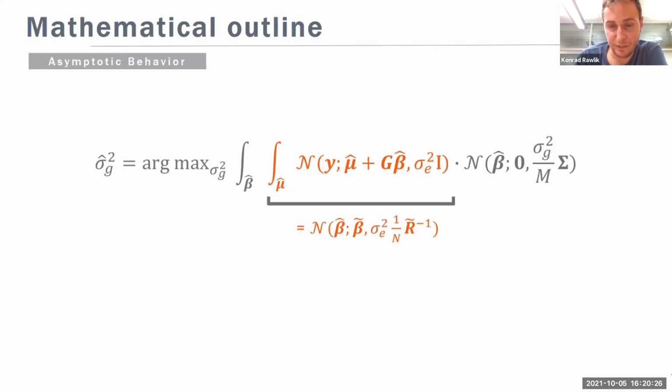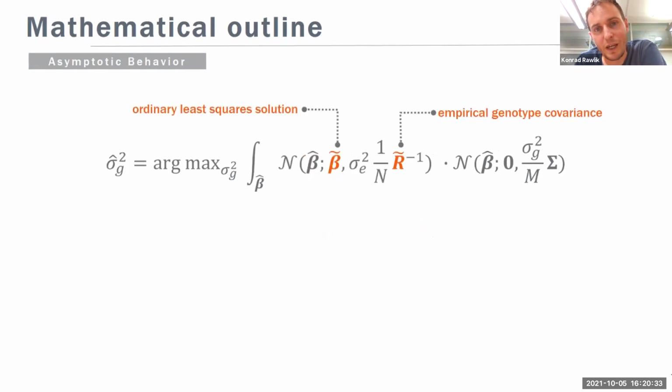So we haven't changed anything in the expression, but what we get is a new expression which is slightly more interpretable. In particular, we have a Gaussian over the SNP effects, which has as the mean the ordinary least squares solution to the SNP effects. And in the covariance, you see this R tilde, which turns out to be the empirical covariance of the genotypes, so it's a kind of LD matrix between the SNPs.